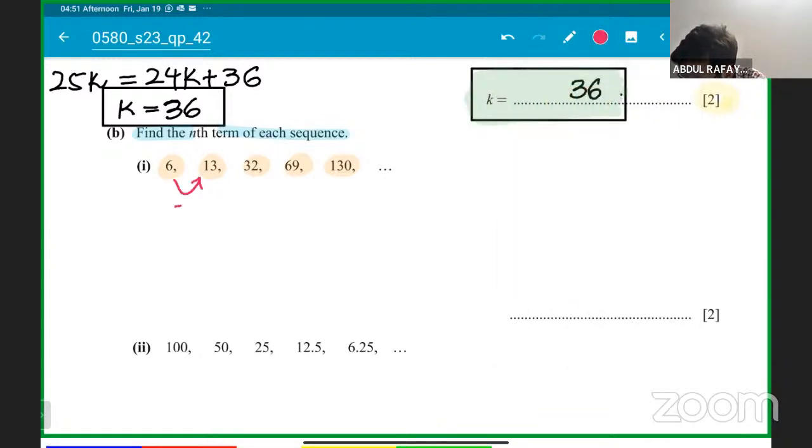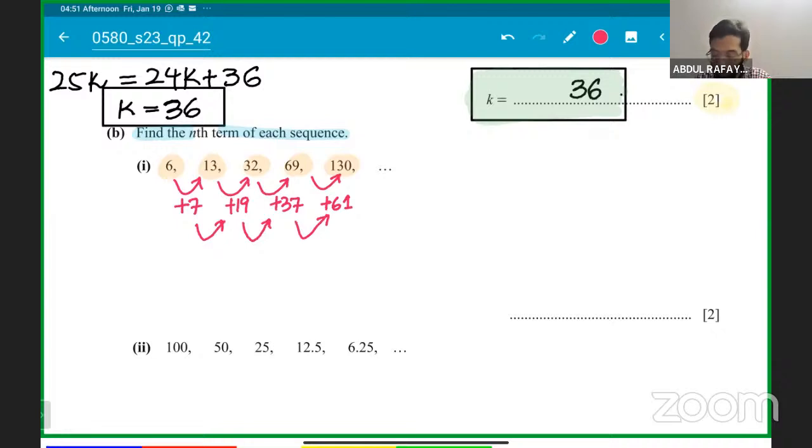So it will be, sir, 6 plus 7 is 13. 13 plus 19 is 32. 69 minus 32 is plus 37. And 130 minus 69 is positive 61, sir. Everyone with me following? Then you find out the other differences, guys, understood?